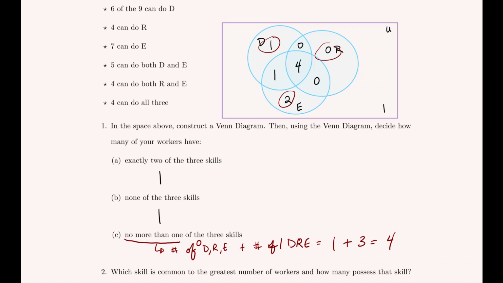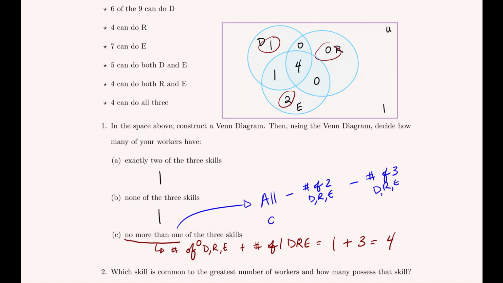Now another way to do this exact same problem is to say, well, if we want no more than 1, then what do we want to exclude? We don't want people who have 2 or 3 of the skills. So what we could do is take all of the workers and subtract the pieces that we don't want for this question, which is the number of people with 2 of the drywall, electrical, or roofing, minus the number of individuals with 3 of the drywall, electrical, and roofing. So this is just another way to do it.